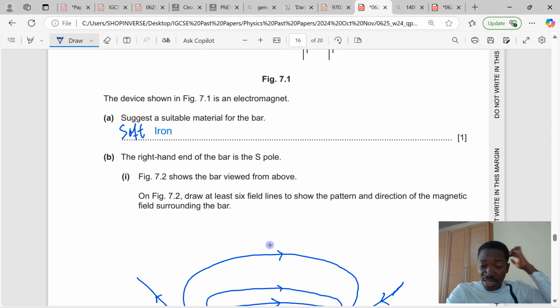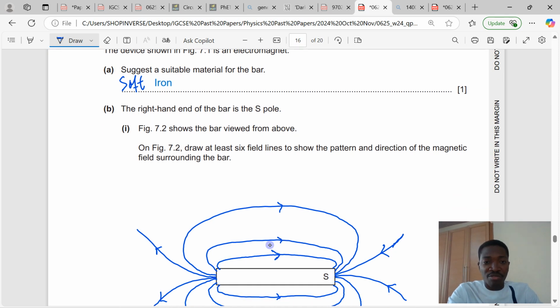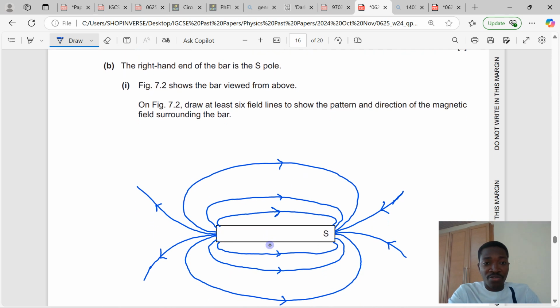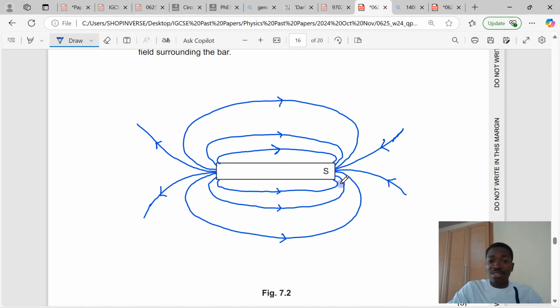The right hand end of the bar is the south pole. Figure 7.2 shows the bar from above. On figure 7.2, draw at least 6 field lines to show the pattern and direction of the magnetic field surrounding the bar. So what would you do here? We need at least 6 field lines. You can choose to draw 8. In my case, I drew 8.